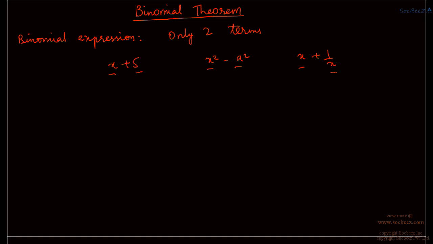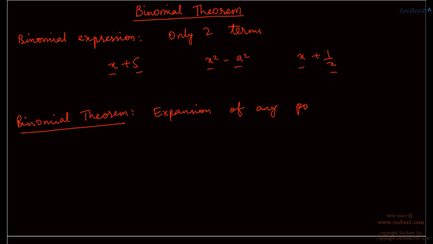So what a binomial theorem actually is, it is expansion of any such binomial, the nth power of a binomial expression. So binomial theorem is expansion of any power or any exponent of a binomial expression.